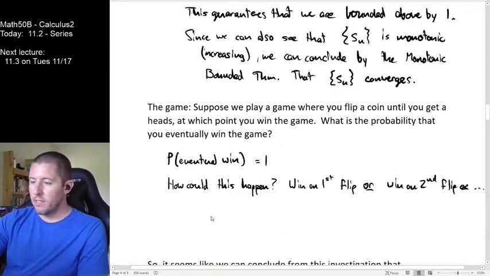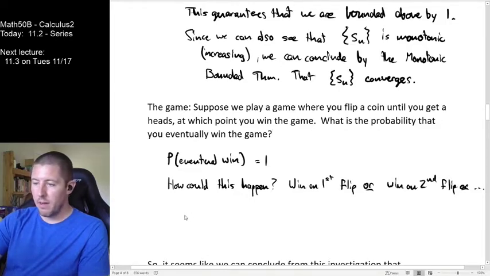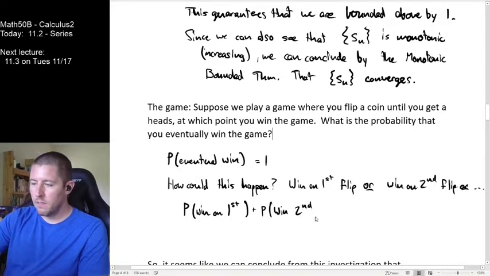Well, I can do this sum right here, right? I know that my probability of an eventual win is 1. Let me rewrite this a little bit better here. This is the probability of a win on first, plus the probability that we win on second, plus the probability that we win on the third.